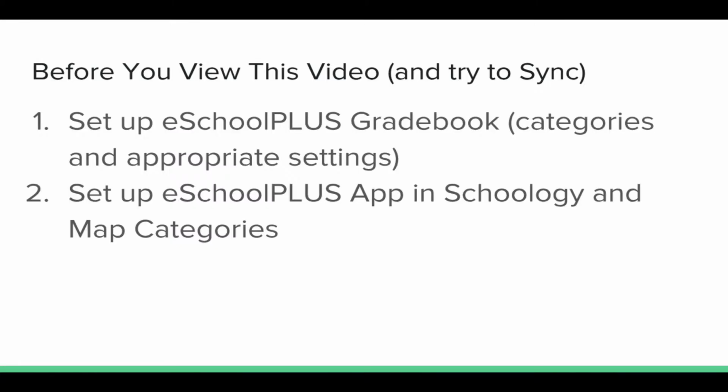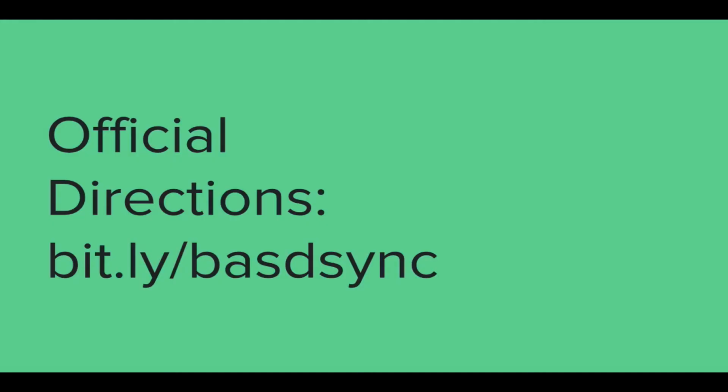So before you start watching this video, make sure that you have gone through the eSchoolPLUS gradebook setup. So your categories and all those associated settings. There's a video for that, and you'll see in a little bit the URL for the official directions. The link to the videos will be in there. Also, set up the eSchoolPLUS app in Schoology, map your categories, and actually make sure that the gradebook is set up correctly in Schoology. There are two different gradebooks. If you haven't done that, please watch those videos and then watch this video.